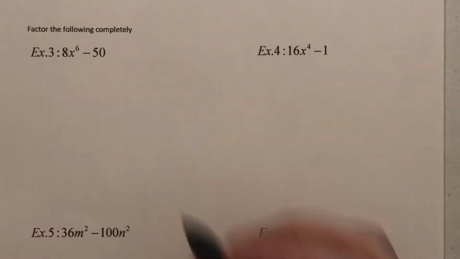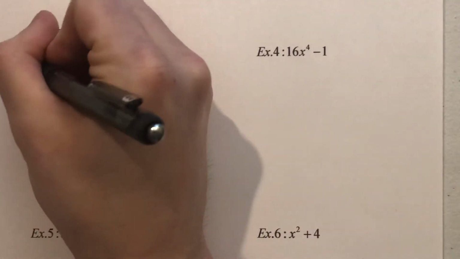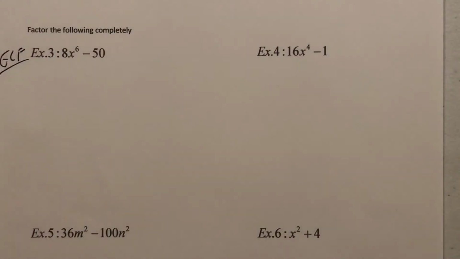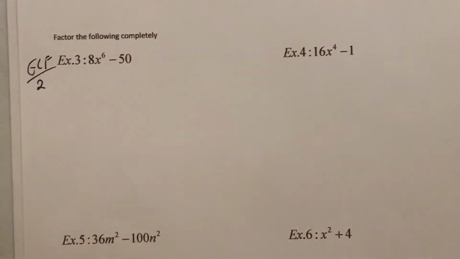All right, so let's do several more here. All right, first step, GCF. Notice we've got a GCF here of 8 and 50. The GCF would be a 2. So let's factor that out first. 2 factors out.